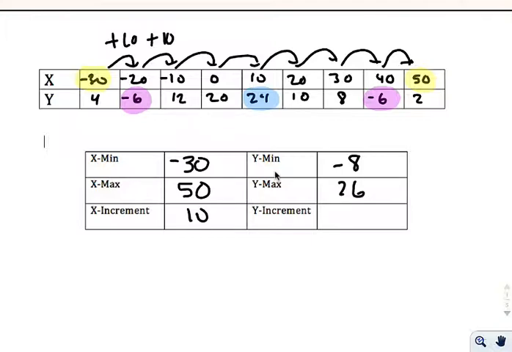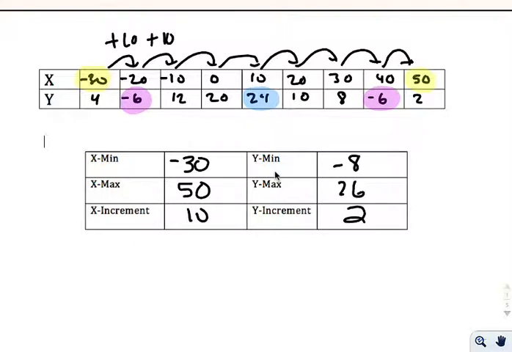Now figuring out what to count by, it seems to me I'm seeing a lot of even numbers here. Negative 8 to 26, definitely don't want to count by ones. I think 2s might be a little bit more appropriate. It's still going to be a few marks. It's not going to be too many, but that's certainly a kind of logic you can use in this way to figure out your increment.